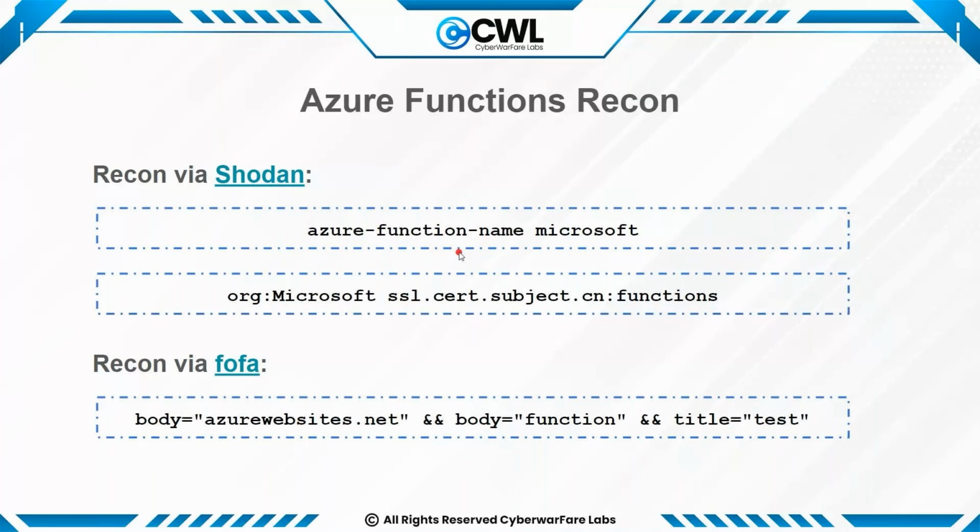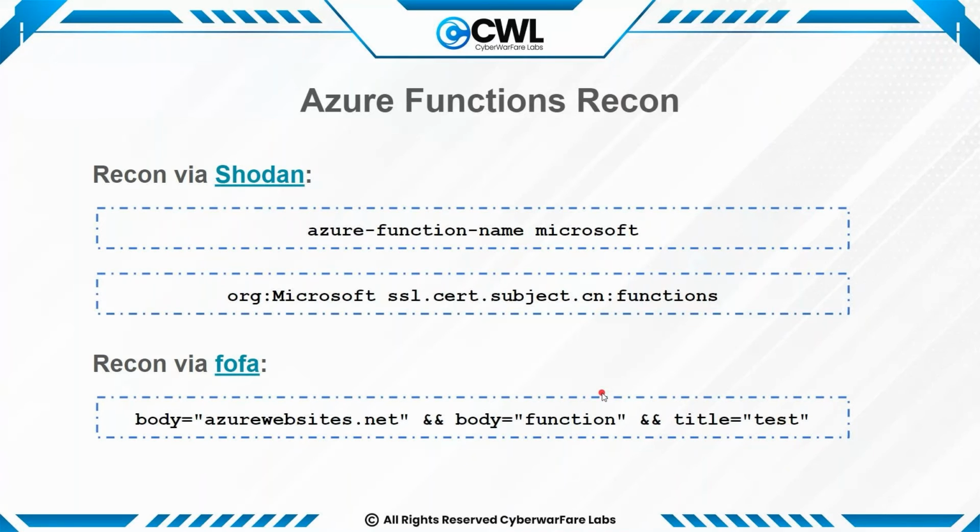In the second Shodan query, we have two components. We have organization name and we have ssl.subject, which will search for some SSL and TLS certificates. We also have one FOFA query here. This FOFA query is used to search for web pages whose HTML body contains the string test in it, in the name of the function which we are searching.